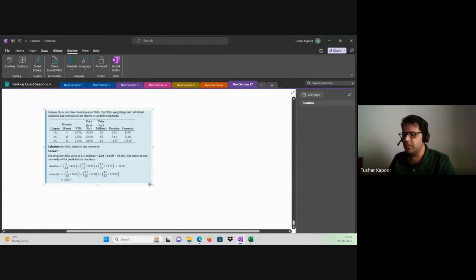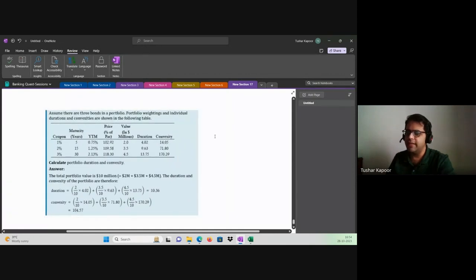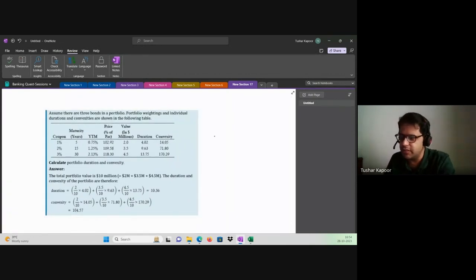Okay, there are 3 bonds in a portfolio, let's say, and the portfolio weightings and individual duration and convexity have been given here. So the weighting is 2, 3.5, and 4.5, and this is the weight that's been given. So 2 by 10, 3.5 by 10, and 4.5 by 10 is the weighting, right?